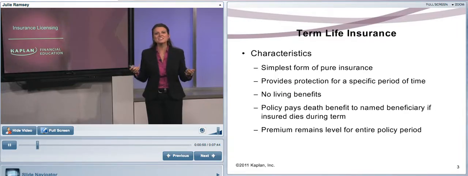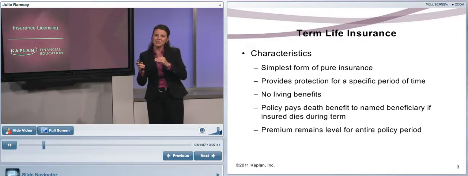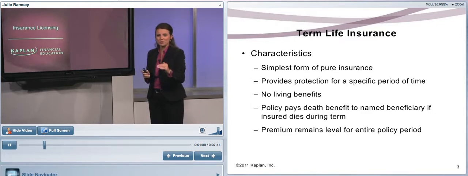Well, because it lasts for a period of time. And once that period of time is over, that term, the policy then expires. Remember, there are no living benefits in term insurance. You only get the death benefit. But let's clarify. When the insured dies, then the death benefit's paid to the beneficiary.